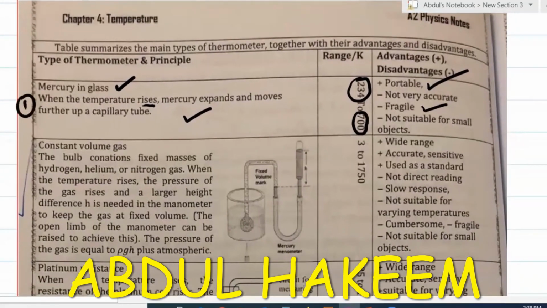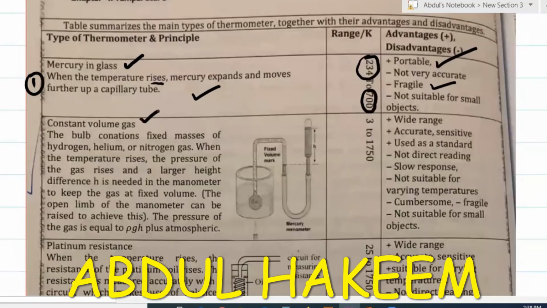Now move to the next, which is called the constant volume gas thermometer. So this is the shape. The bulb contains fixed masses of hydrogen, helium, or nitrogen gas. When temperature rises, the pressure of the gas rises, and a larger height difference h is needed in the manometer. This is the manometer, used to keep the gas at a fixed volume.